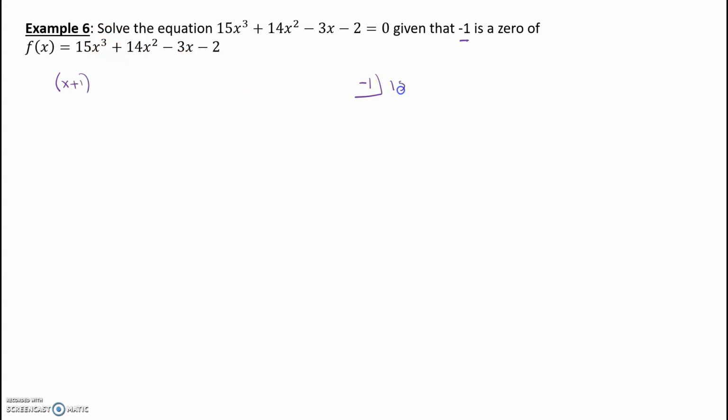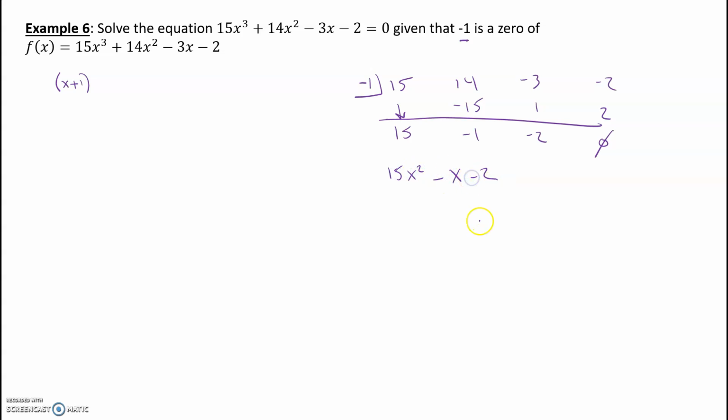We got 15, 14, negative 3, and negative 2. Drop it down, multiply, add, multiply, add, multiply, add. And again, that's why you have no remainder. Remember to drop down that exponent. So we have 15x squared minus 1x minus 2. And now we can factor this out.